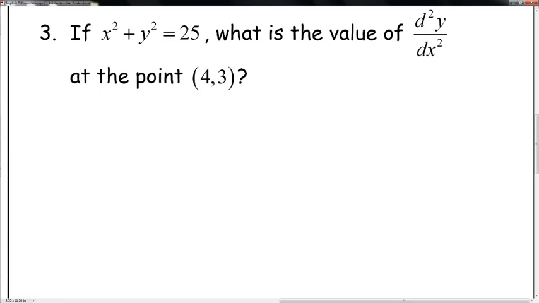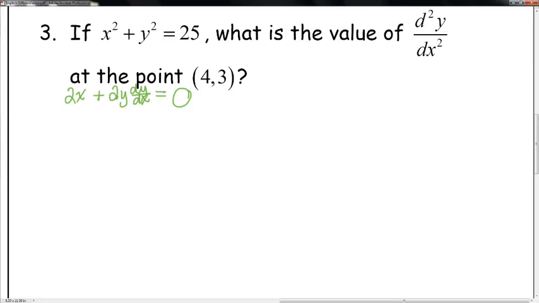Number 3, if x squared plus y squared is equal to 25, what is the value of the second derivative of y at the point (4, 3)? So let's go ahead and take our first derivative. The derivative of x squared is 2x, and again I'm going to write dx over dx. I think I proved to you it's 1. So dx over dx cancels, plus the derivative of y squared is 2y dy/dx, is equal to the derivative of 25, which is 0.